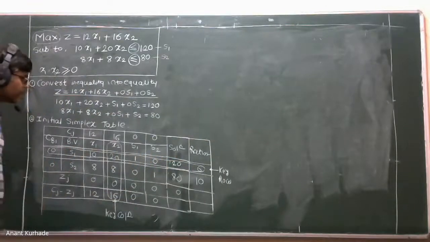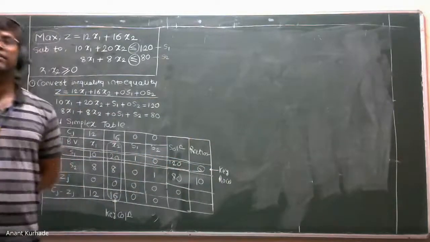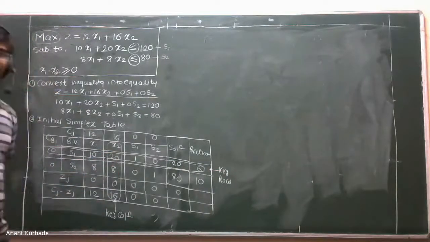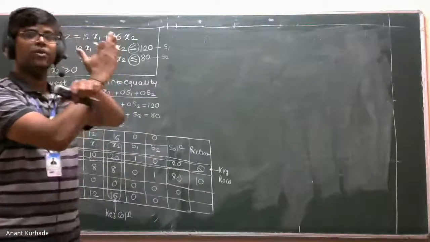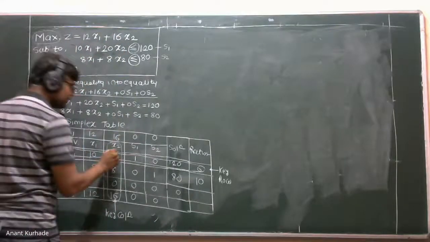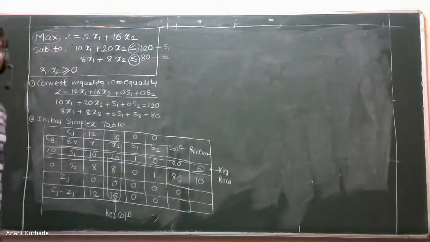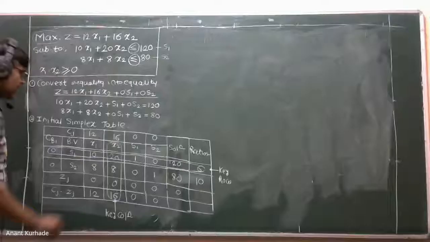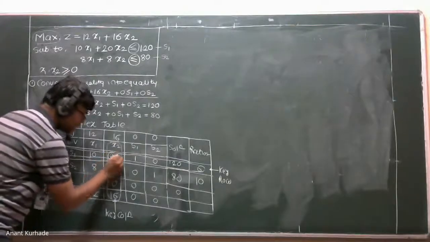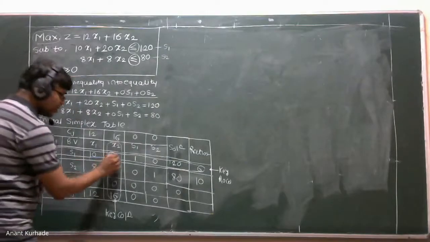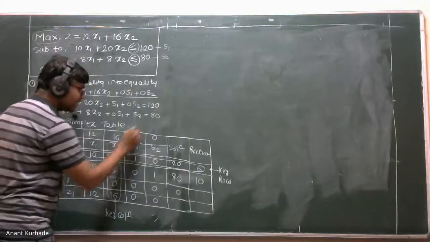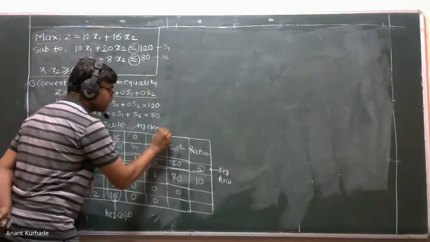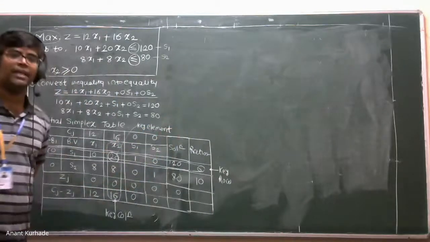Now, which one is key element? Tell me the intersection of key column with key row. That point, that value, is the key element. Here, which one is key element? 20. So you can circle it. So 20 is a key element. So make it a row and write here: key element. So this is our initial simplex table.